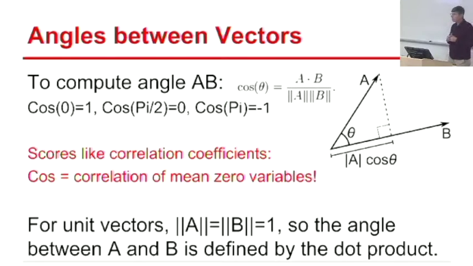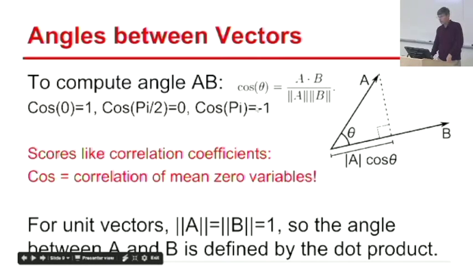Now, one property of thinking about points as vectors is that it gives us a natural way to measure distances between things. Later in the semester, we're going to be very interested in finding distances between things. How many of your projects have a component where you're going to want to find the distance between things? Okay, what do you want to find the distance between?